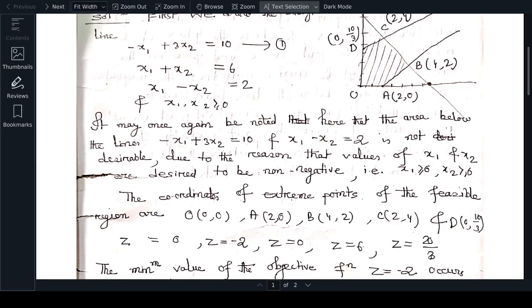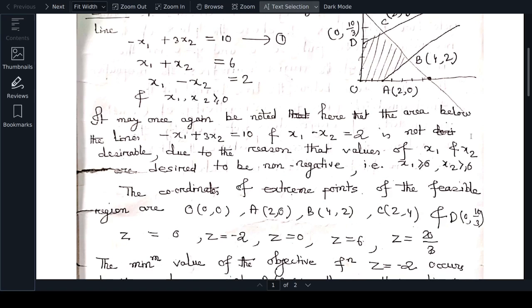Hence here we have written: the minimum value of the objective function z equal to -2 occurs at the extreme point A with coordinates (2, 0). Hence the optimal solution of the given linear programming problem is x1 equal to 2, x2 equal to 0, and minimum z equal to -2. This is how to solve the problem graphically.